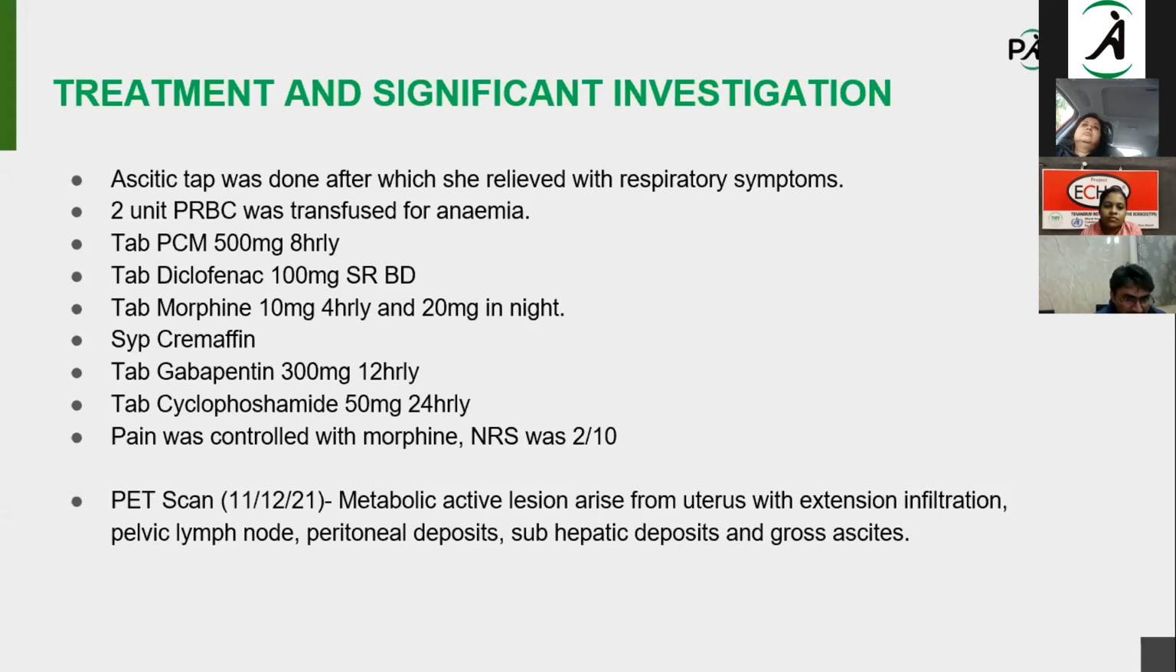The PET scan on 11th of December 2021 showed metabolically active lesions arising from the uterus with extension and infiltrations, pelvic lymph node, peritoneal deposits, subhepatic deposits, and gross ascites was present.